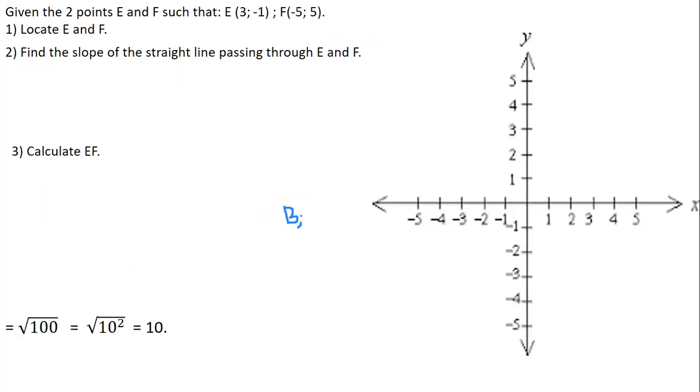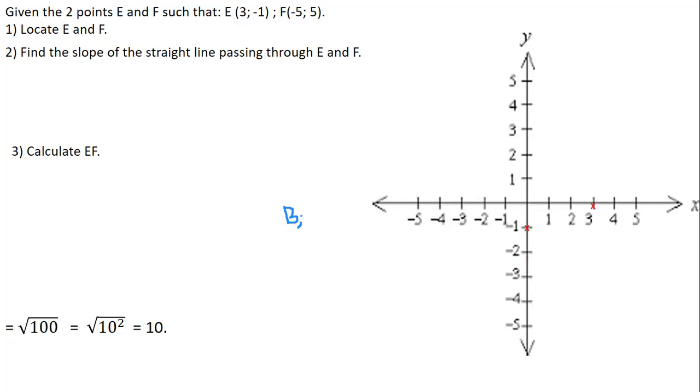Now, I will solve with you an exercise. Given the 2 points E and F such that E has abscissa 3, ordinate -1, and F has an abscissa -5 and an ordinate 5. First question, we should locate E and F. So let's locate E, which is 3, -1. So it has abscissa 3 and ordinate -1.